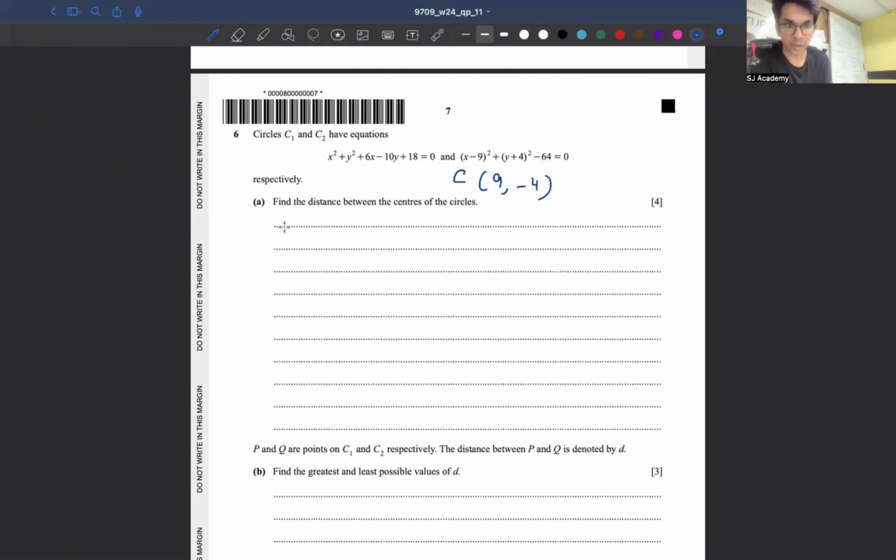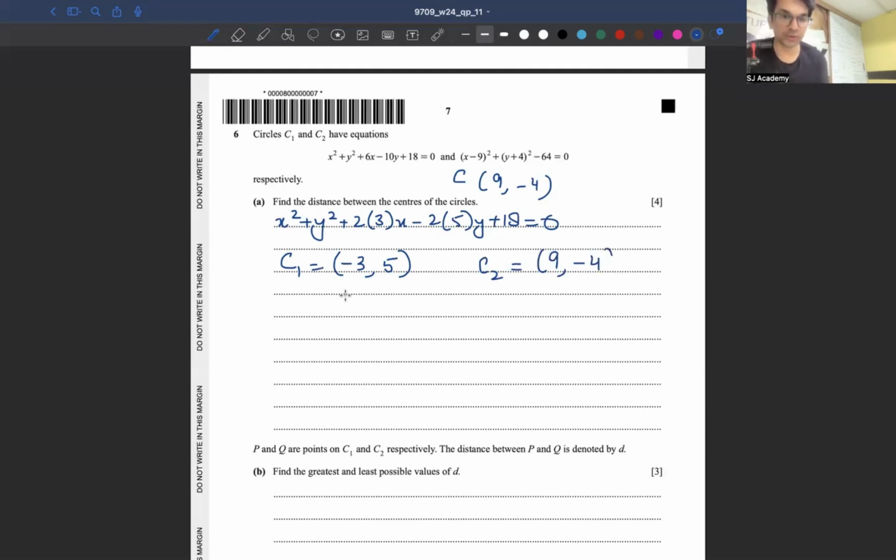We can rearrange the equation and write it as x squared plus y squared plus 2 times 3 times x minus 2 times 5 times y plus 18 equals 0. So the coordinates for the center in this case for circle C1 will be, so this is minus 3 and this will be positive 5. So we have the centers for the two circles, which are (minus 3, 5) and (9, minus 4).